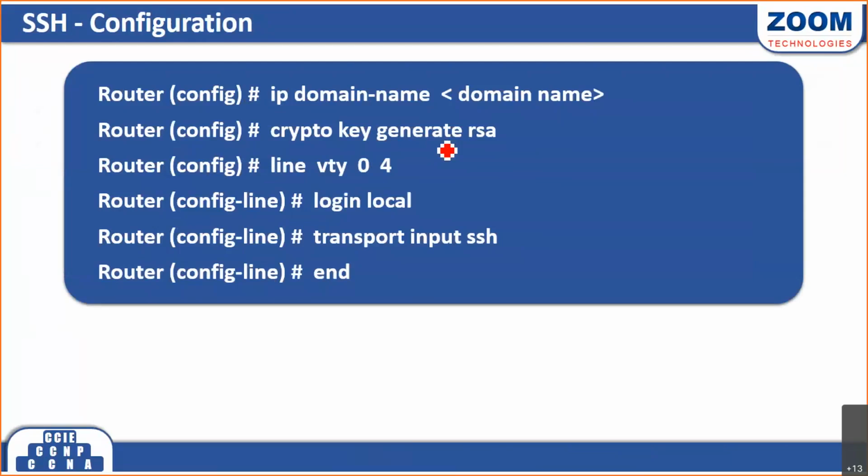So this is a configuration for enabling SSH in routers. First you create the IP domain name. It can be any name you can use. Crypto key generate RSA. This is the algorithm to encrypt the data. Then login local with username and passwords. Transport input enable SSH.